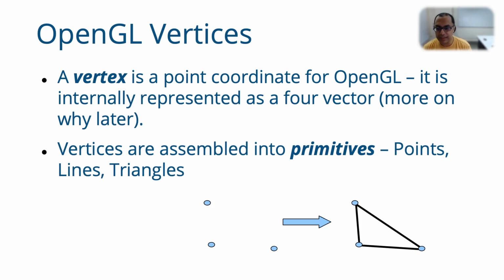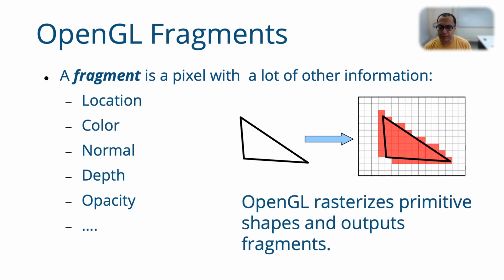These vectors that represent vertices are assembled into primitives. The primitives are the basic elements that OpenGL can draw. So OpenGL can draw points, lines, or triangles. These are the primitives that are available to modern OpenGL, and then these primitives are sent to the rasterizer, and the rasterizer generates a set of fragments corresponding to every primitive.